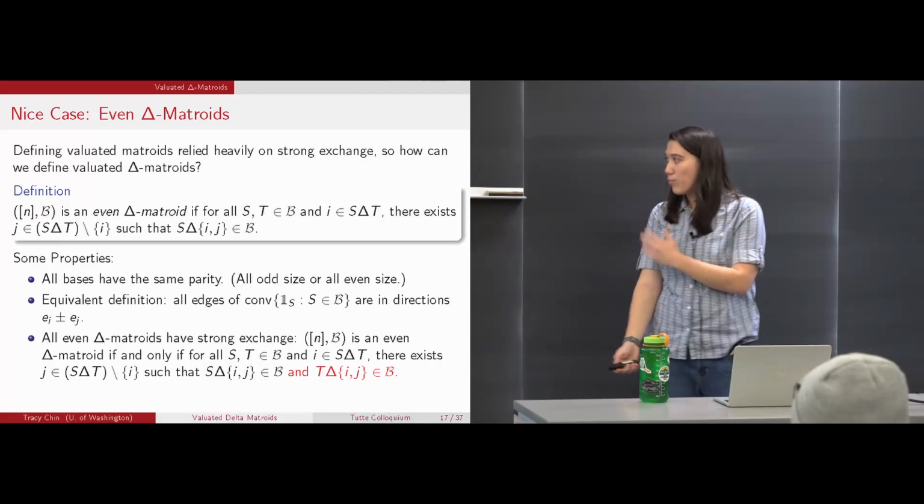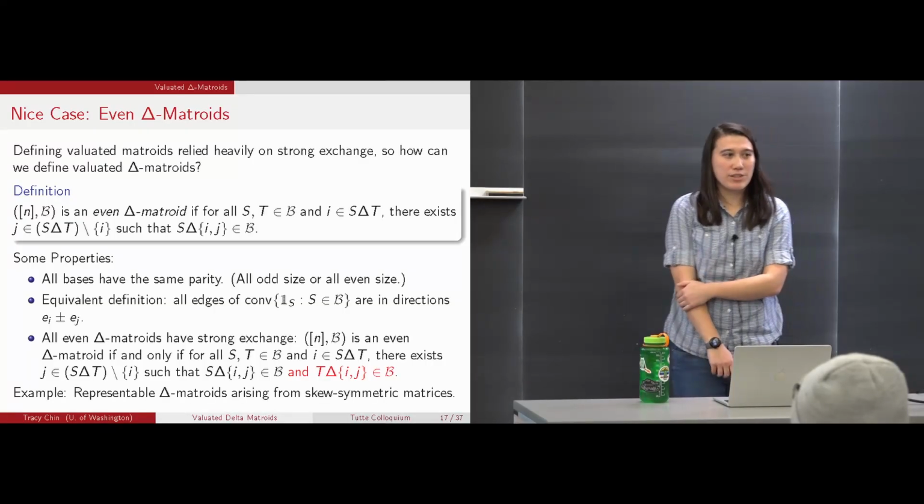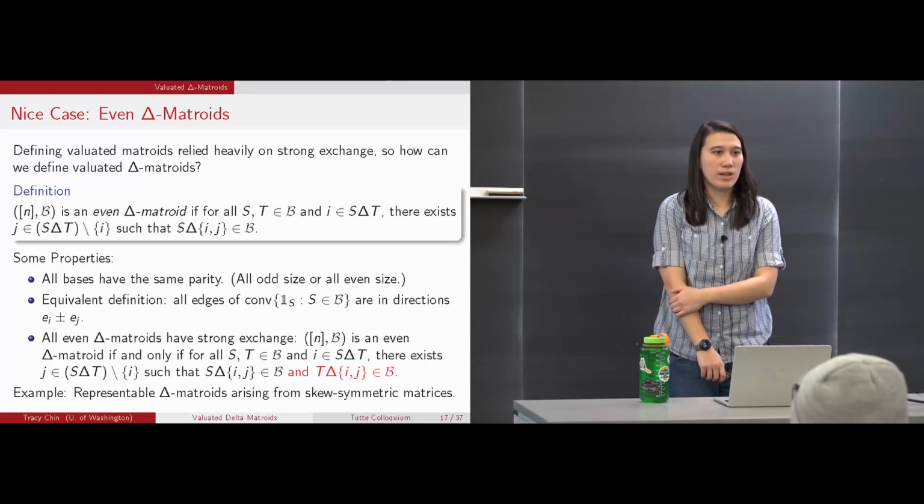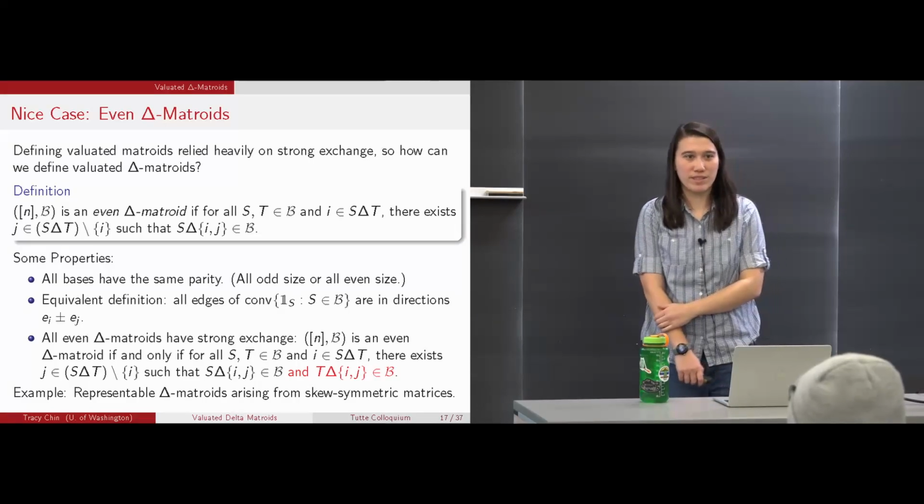And so one example of where even delta matroids might come from is if you're representable by a skew-symmetric matrix, then all of your odd minors have to vanish. And so in particular, all of your bases will have even cardinality.